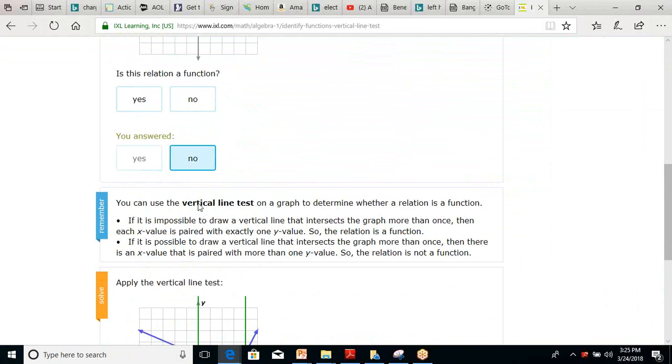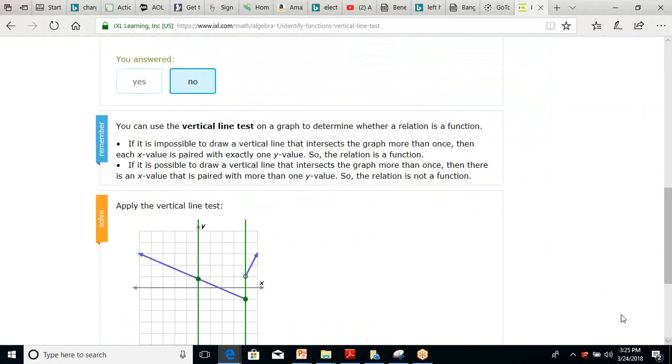You can use the vertical line test on a graph to determine whether a relation is a function. If it's impossible to draw a vertical line that intersects a graph more than once, then each x value is paired with exactly one y value. So the relation is a function. Okay?